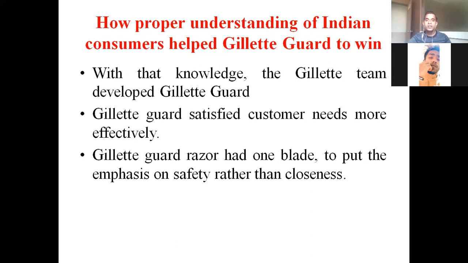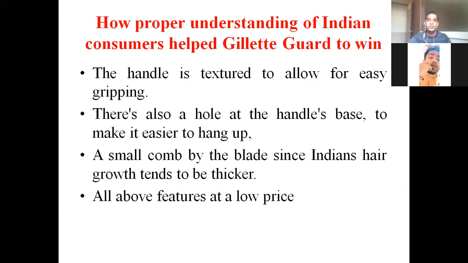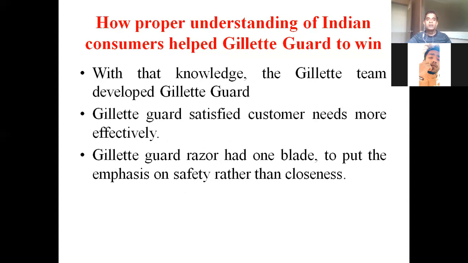Then how to conclude: Gillette Guard satisfied customer needs more effectively. The Gillette Guard razor had one blade to put the emphasis on safety rather than closeness. See how the product was designed. The handle is textured. This can be one bullet point. With the knowledge Gillette had, the team developed the product. So what are the features of the product? In this part, you can explain the features of the product.